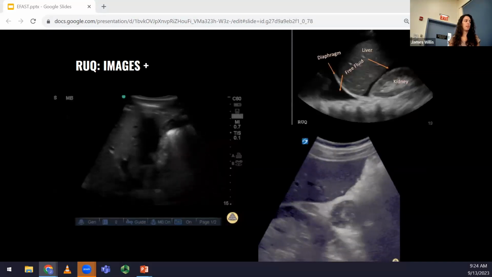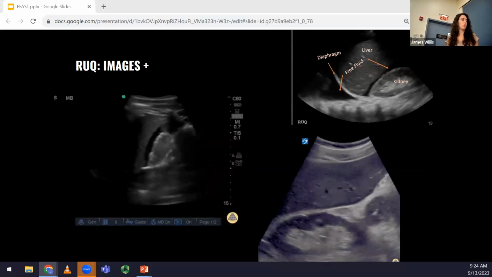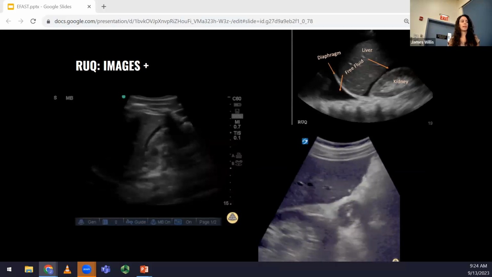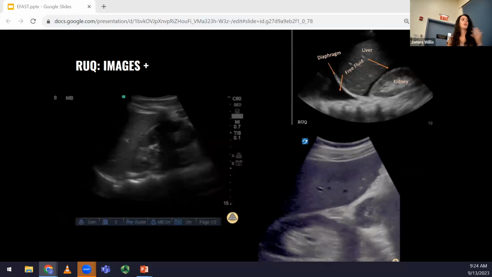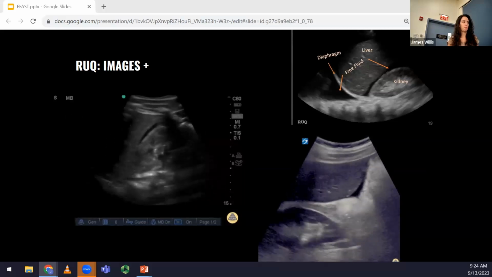Here are some examples of positive right upper quadrant sonos. The first image on the left just shows a pretty classic one. This is what you expect. This is what you learn in med school. Morrison's pouch, black free fluid in the space there.